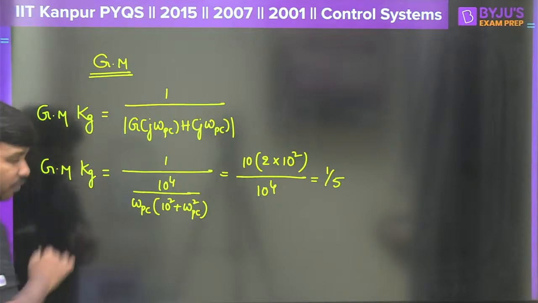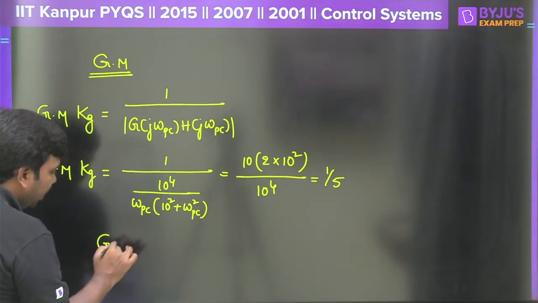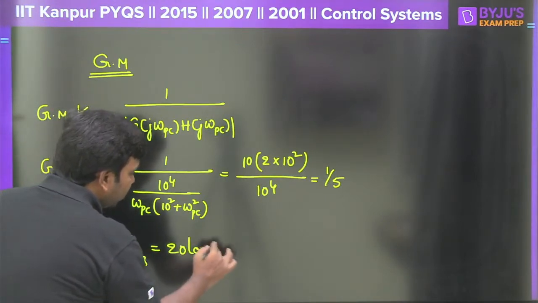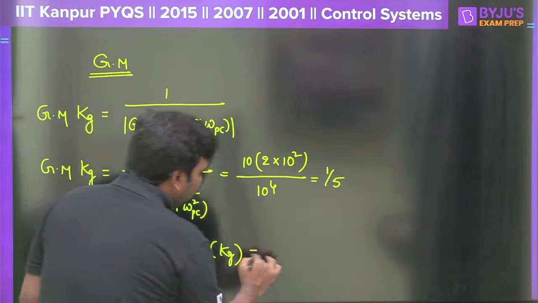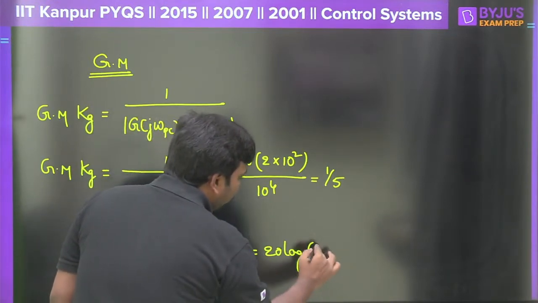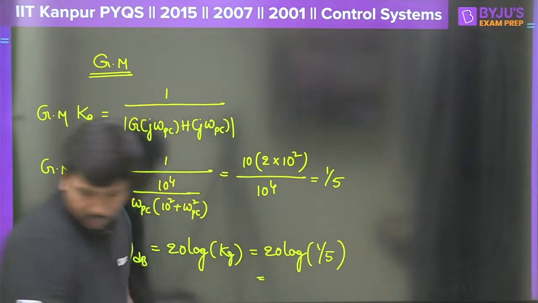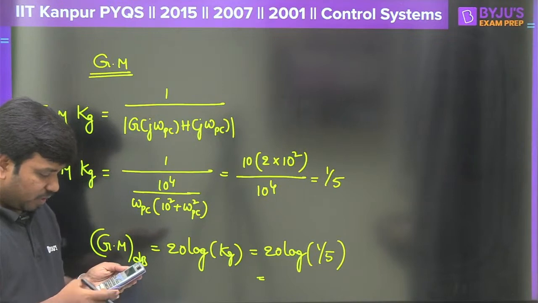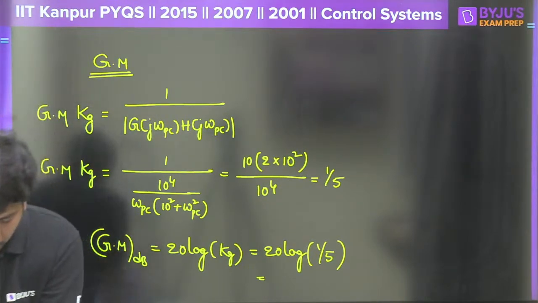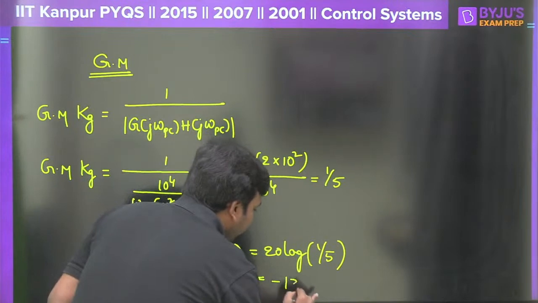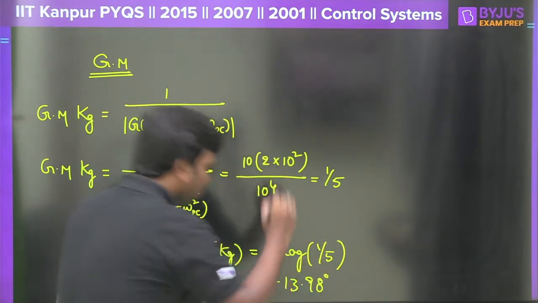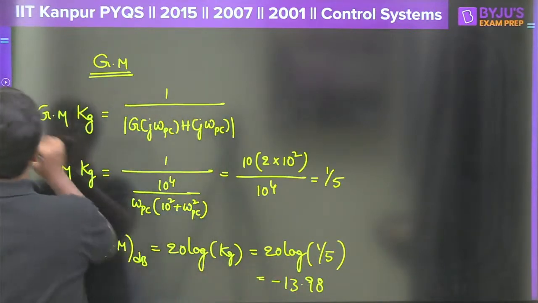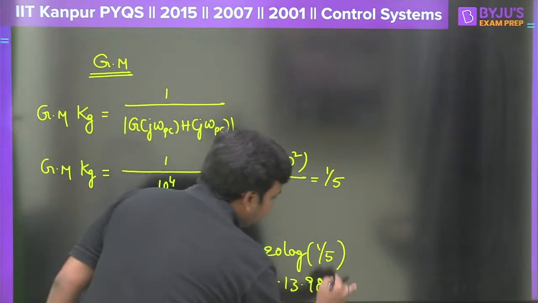But they are asking in terms of dB. So in dB, gain margin would be written as 20 log of Kg. So 20 logarithmic of 1 by 5. Can anyone do it quickly? So 20 log of 1 by 5 is equal to minus 13.98 dB. I'm extremely sorry, it is dB. Minus 13.98 dB. This is what I was saying.